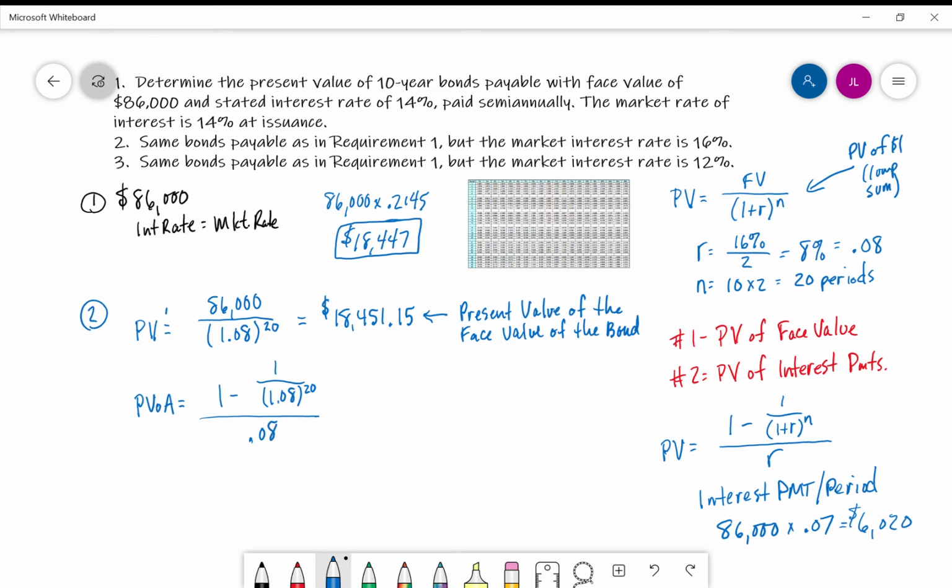So this can be a little tricky to do on a calculator because there's a lot here. But if we say 1 minus, and we use our parentheses, 1 divided by 1.08 to the 20th, in close parentheses, what we'll get is 0.7854517926, which I'll write out here.